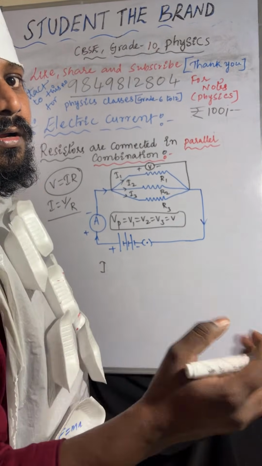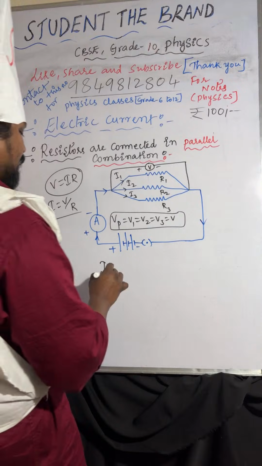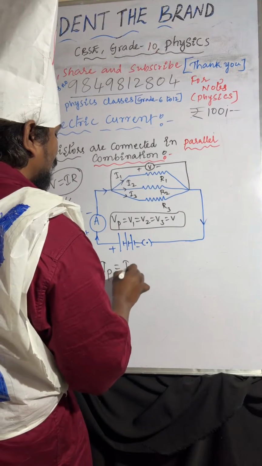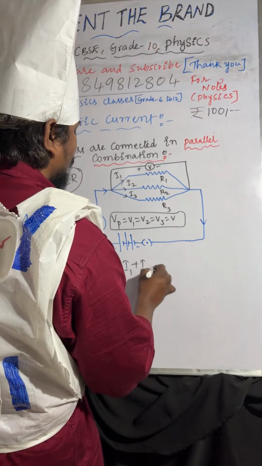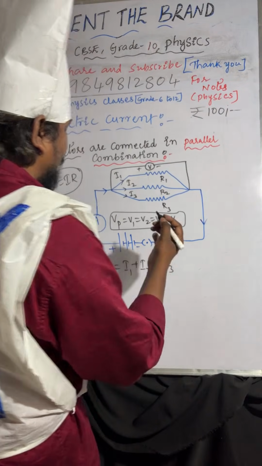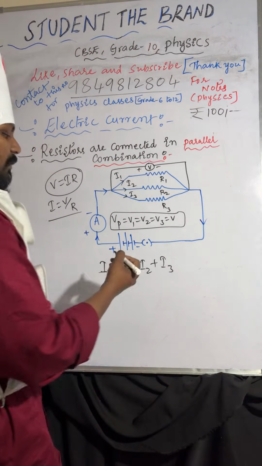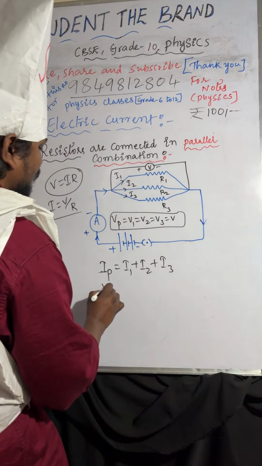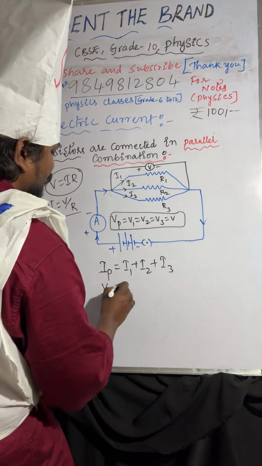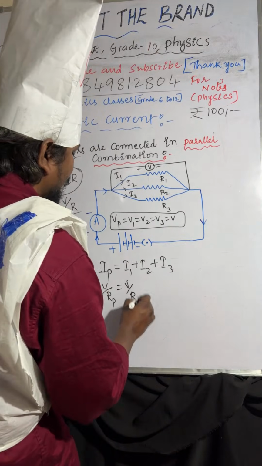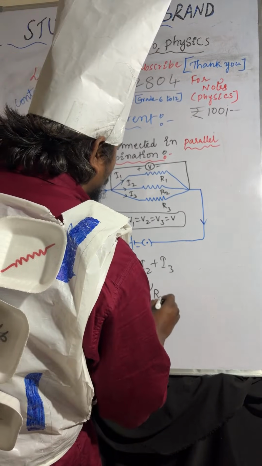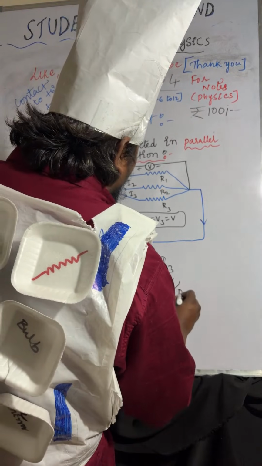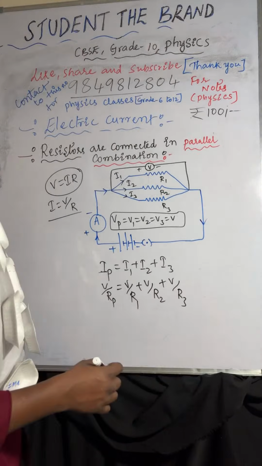Okay, so now you can see here Ip equal to I1 plus I2 plus I3. So then we can take V by Rp equal to V by R1 plus V by R2 plus V by R3. So I am taking V common.